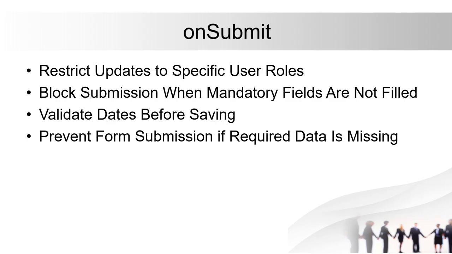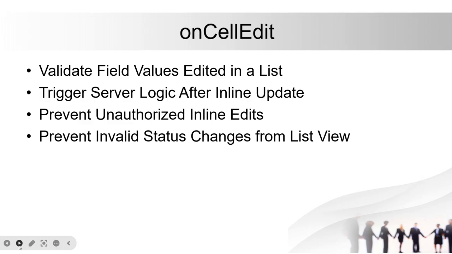Validate dates before saving. On the date time field, we can validate whether this field should contain a future date or past date. So these things we can do on submit. Prevent form submission if the required data is missing. If there is any field that we need the user to populate and it's not there, then we can show an error message or stop the form submission. This is about these on submit client scripts. We will be seeing the practical use case in the next video.